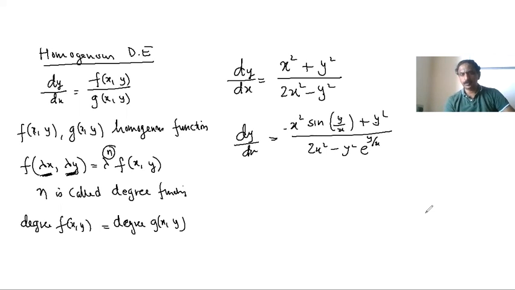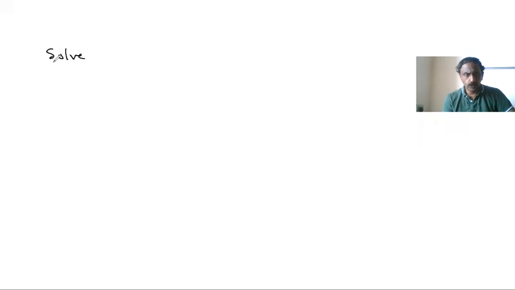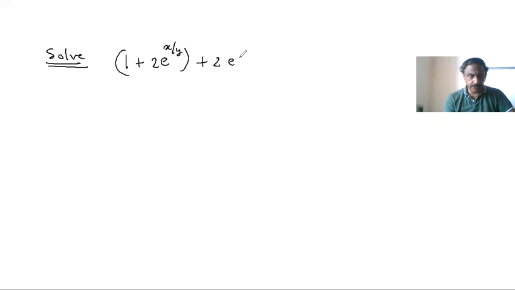So let's have a look at the next problem. Write down the question. Solve. Nobody will tell you it is homogeneous. You yourself have to recognize it. 1 plus 2 e raised to x upon y, plus 2 e raised to x upon y into 1 minus x upon y, into dy by dx, equal to 0.